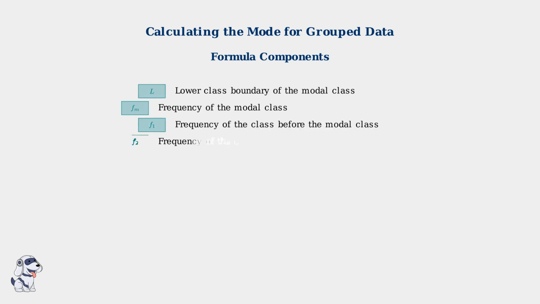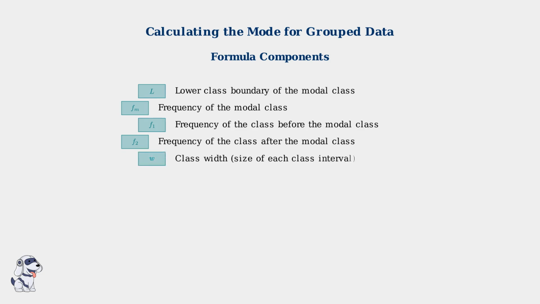F subscript 1 is the frequency of the class immediately before the modal class, while F subscript 2 is the frequency of the class immediately after the modal class. Finally, W represents the class width, which is the size of each class interval. This is typically the same for all classes in a frequency distribution.